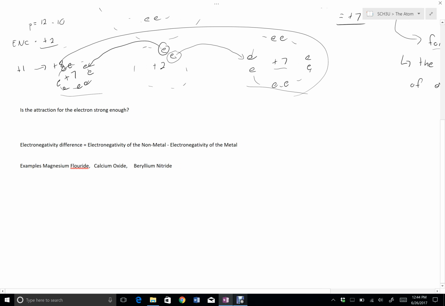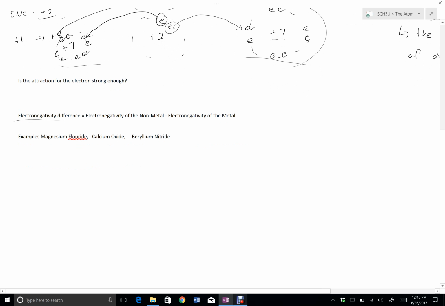Now, with all that in mind, how do we know if the attraction for something like fluorine is strong enough? To do that, we use something called the electronegativity difference. That is the electronegativity of the non-metal minus the electronegativity of the metal. So taking something like fluorine and magnesium, looking up on a chart here, fluorine has an electronegativity of 3.98.